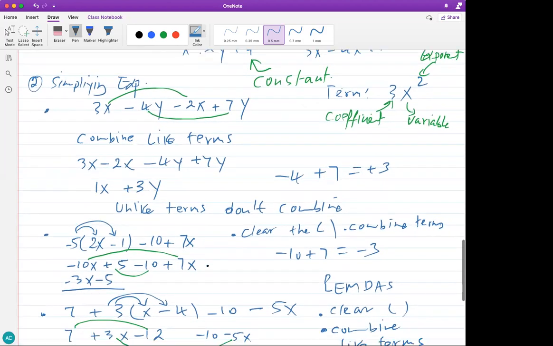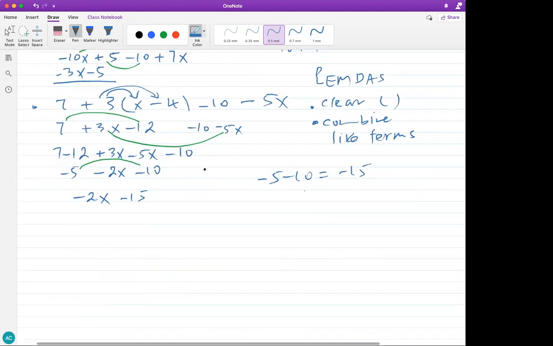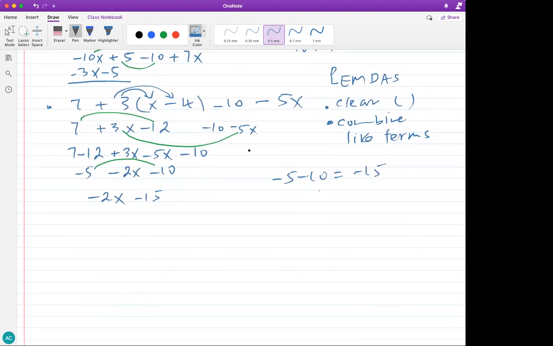Okay, very important. Again, the signs. When combining, we actually combine the signs or the coefficients. So it is essential that we know the signs very well.